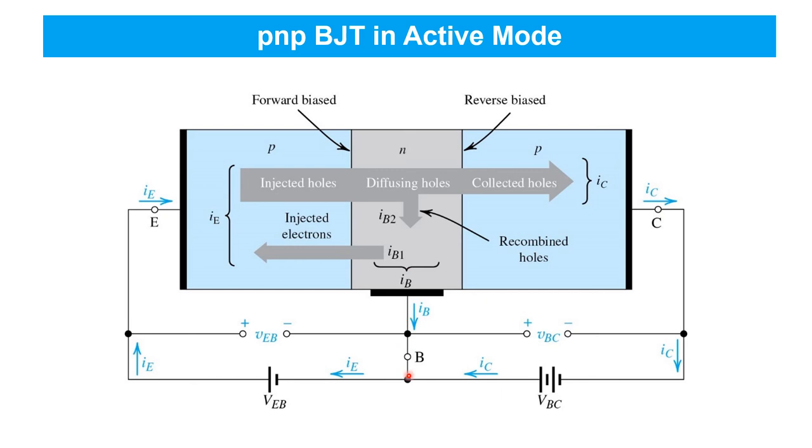So the expressions, the IV relationships are exponential, just as they were for the NPN transistor. It's just again that you need to take care with the polarities to make sure that the junctions are forward biased, and note the polarities of the current are reversed compared to the NPN device.